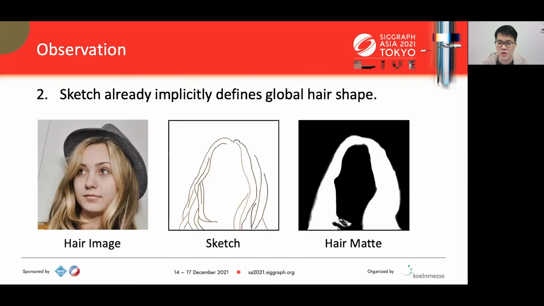Our other observation is that a hair sketch already implicitly defines the global shape of a hairstyle. So predicting hair shapes from sketches can be more efficient than drawing them manually. Also, we found a hair matte is more informative to represent a hairstyle than a binary mask, due to its support for soft boundary.